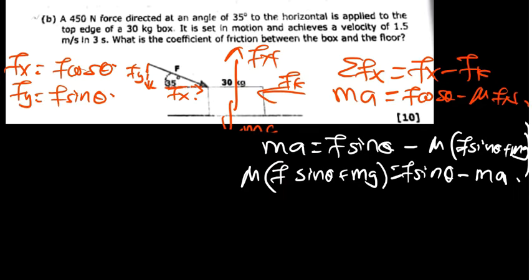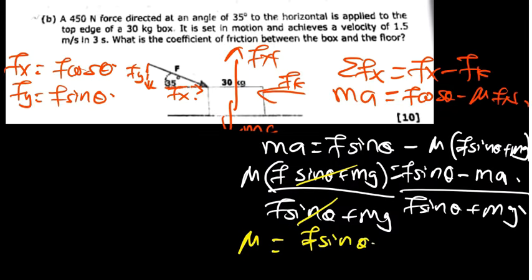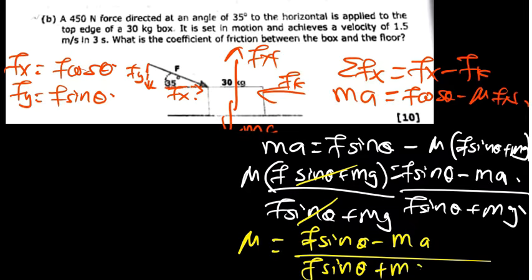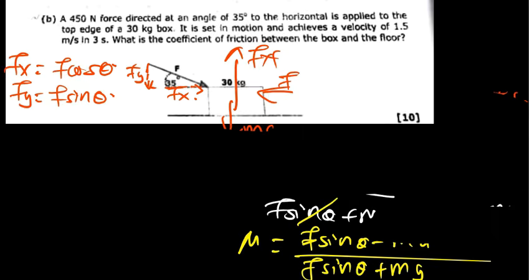Now from here, I can divide everywhere with f sin theta plus mg, even here f sin theta plus mg. Now we can see that these two can cancel. So our mu value is going to be equal to f sin theta minus ma, everything divided by f sin theta plus mg. Now remember, we don't have acceleration in this case.